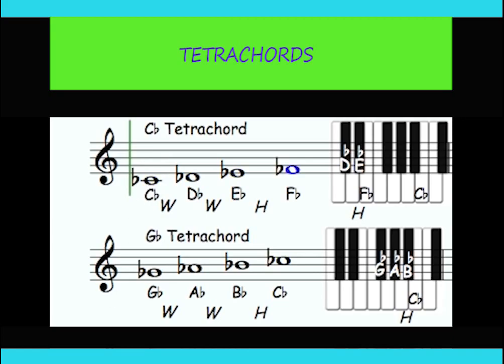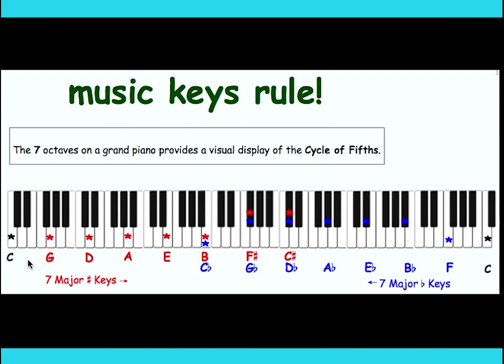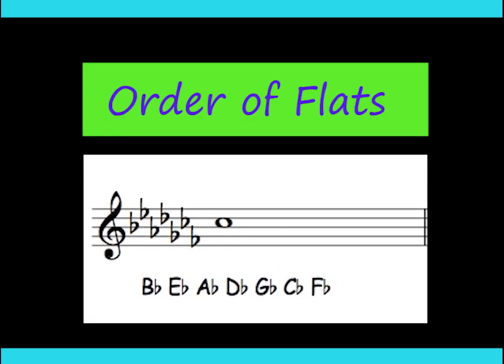There we have it. The next section is going to take the tetrachords and construct scales. We're going to go over the seven major sharp scales or keys and the seven major flat scales or keys. We're also going to go over the order of sharps and the order of flats.